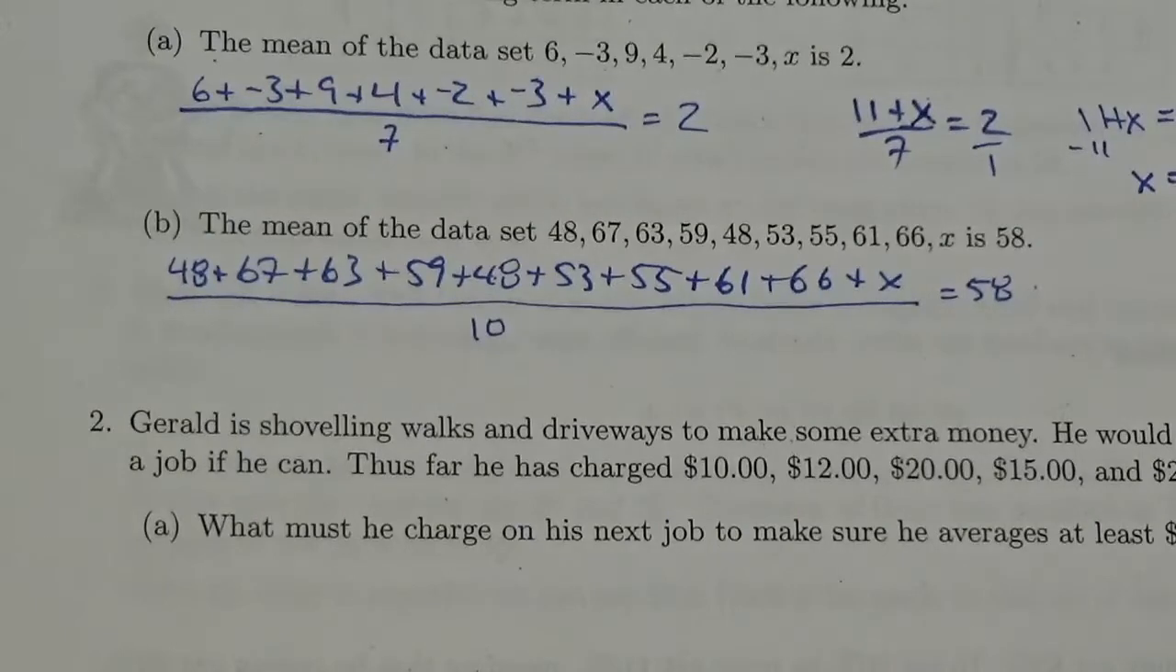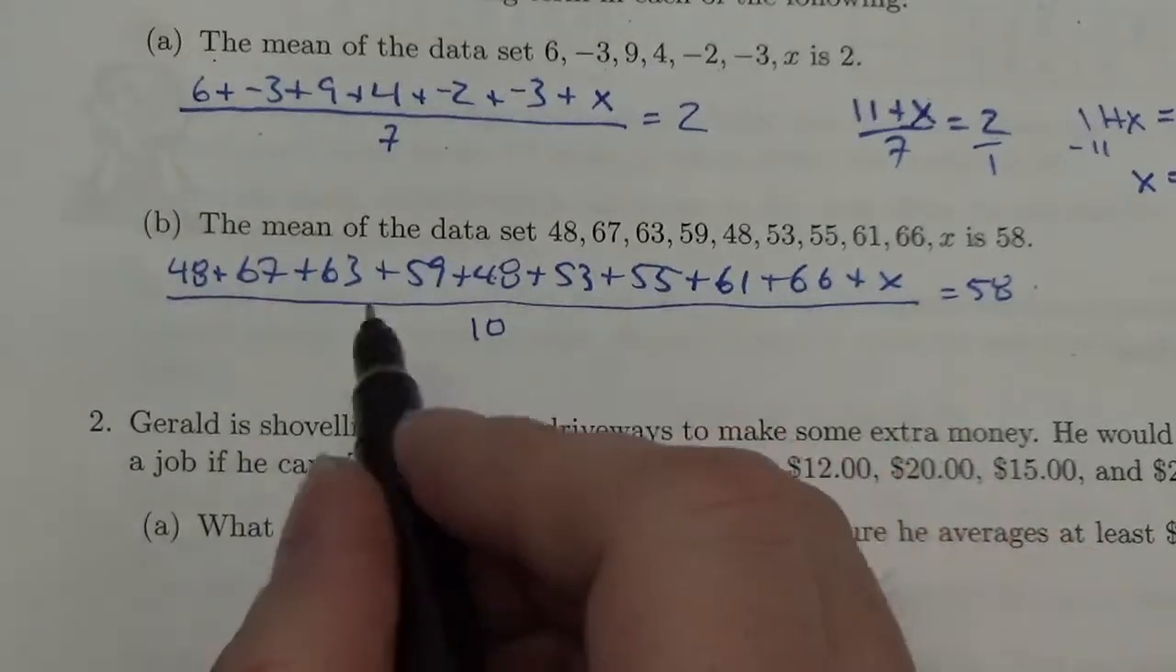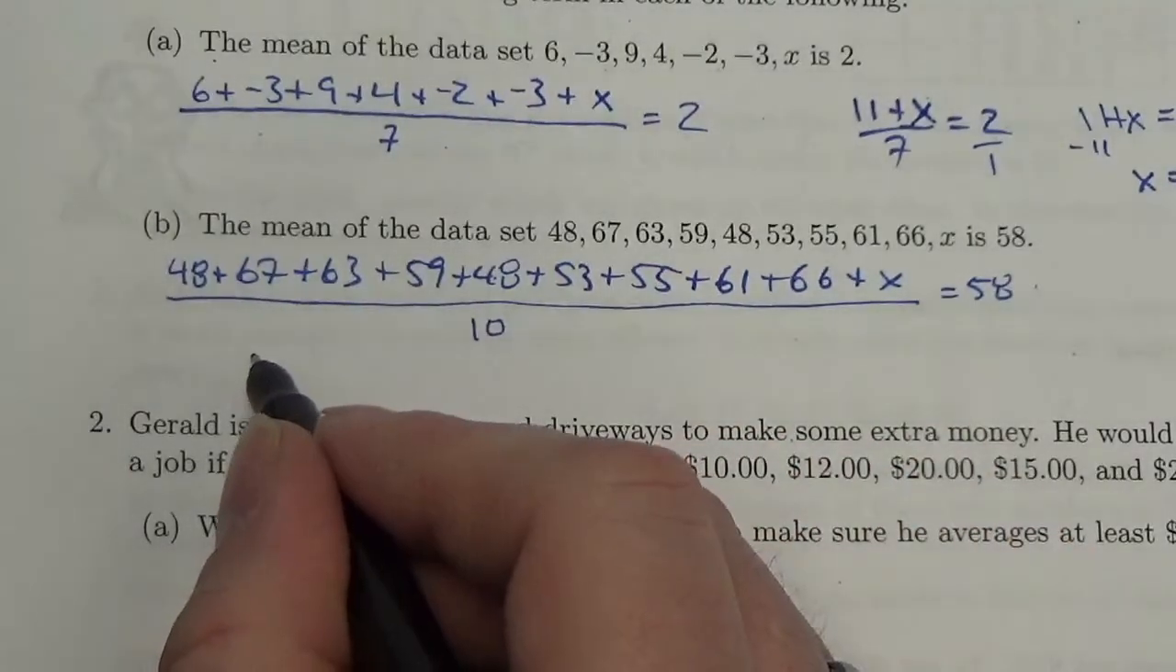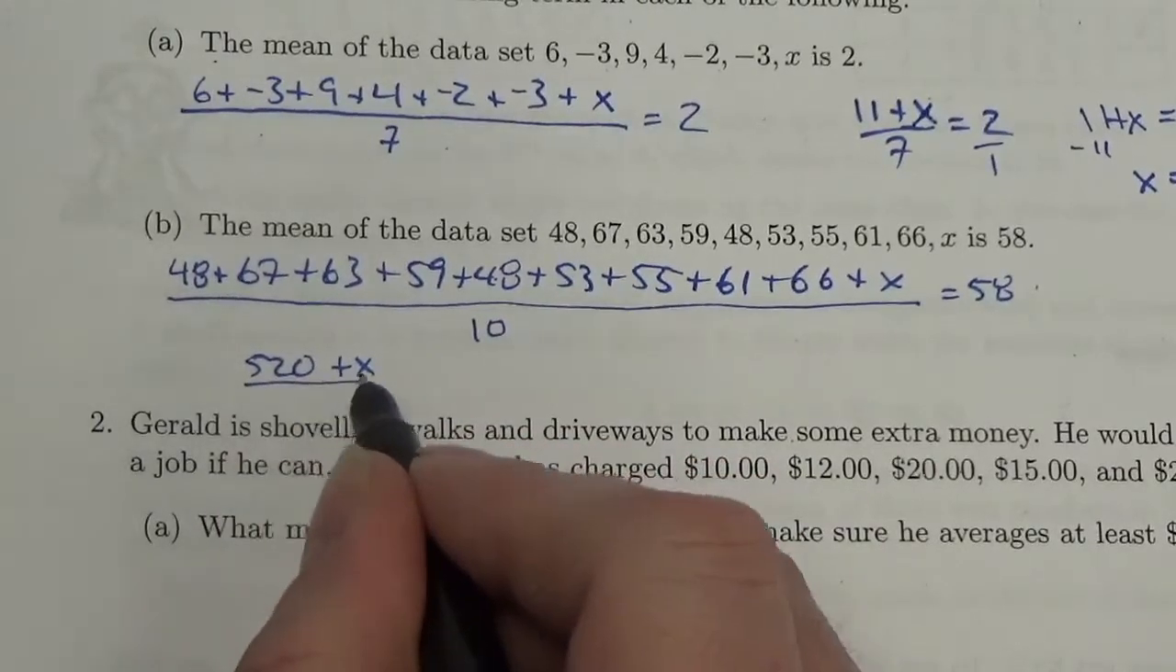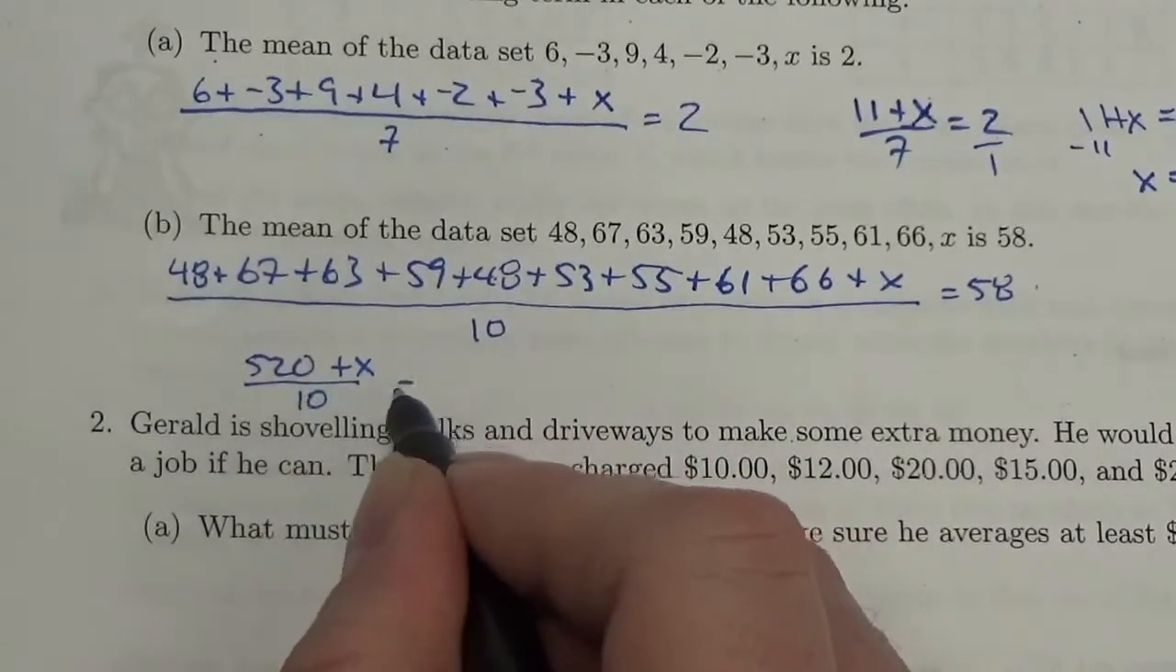Well, first of all, I'm super lazy, so I'm going to add up all those numbers first, just to simplify that. So 48 plus 67 plus 63 plus 59 plus 48 plus 53 plus 55 plus 61 plus 66. This is equal to 520. So it's going to be 520 plus x divided by 10 is equal to 58.